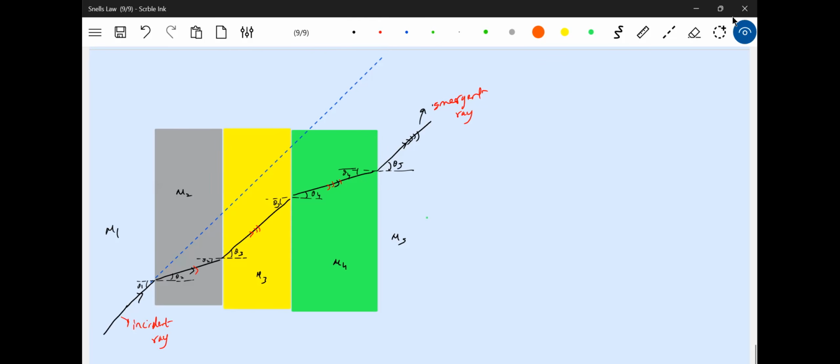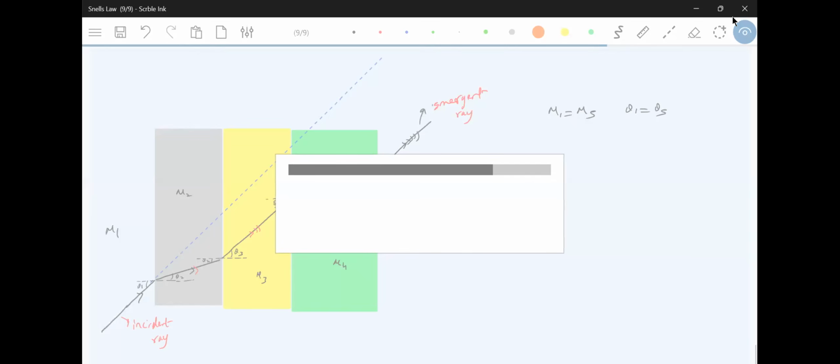So the incident ray and the emergent ray will be parallel. When will that happen? When mu1 equals mu phi, theta 1 equals theta phi. No deviation, there won't be any deviation. This is something very, very important. Even if it undergoes multiple refractions, the emergent ray will become parallel to the incident ray. So this is one primary condition that we are going to put here.